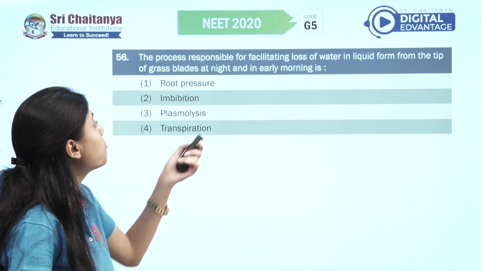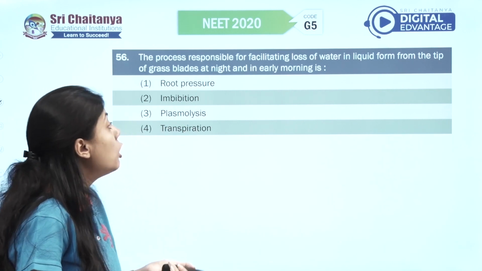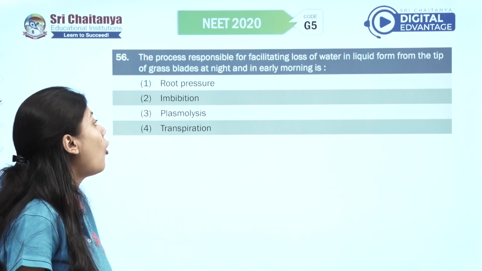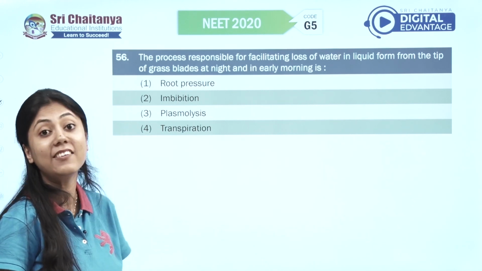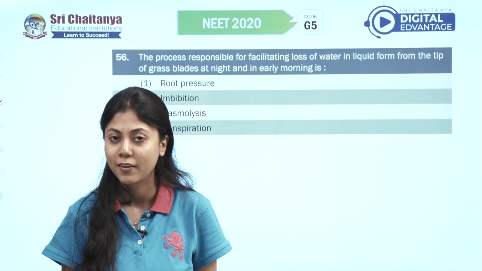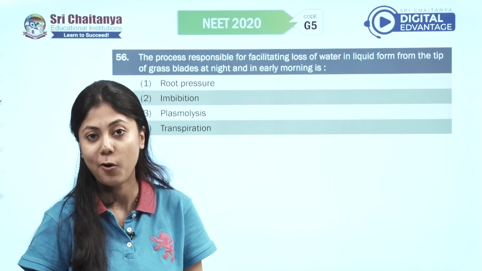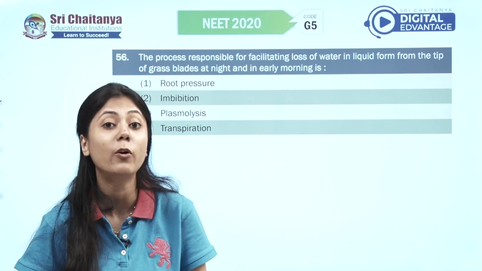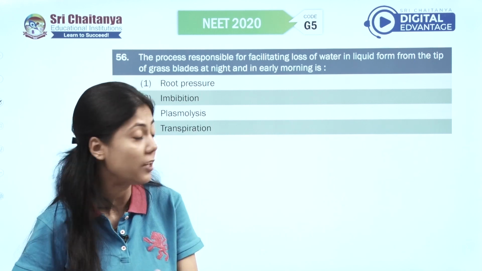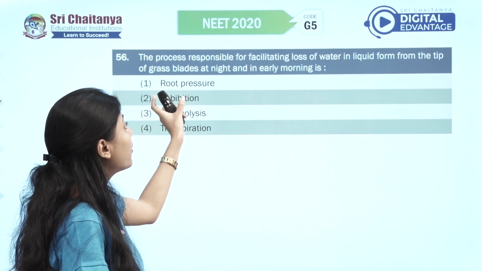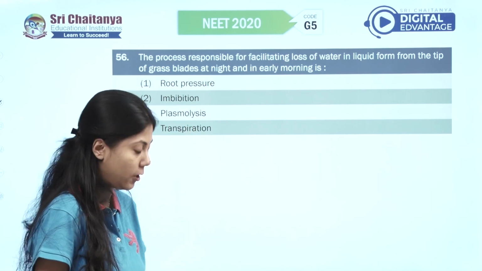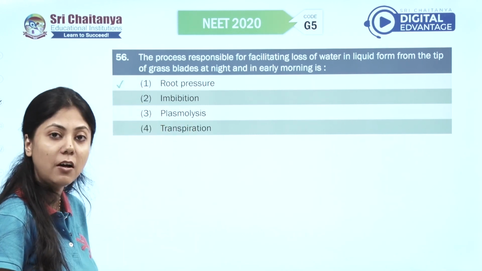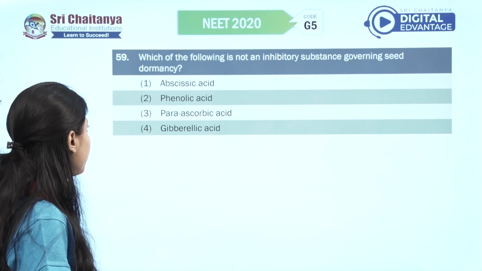The process responsible for facilitating loss of water in liquid form from the tip of grass blade at night and in early mornings. So students, what are we talking about? Yes, you are right, we are talking about guttation. And for guttation, the most important process which is facilitating this is the root pressure. So there you have the answer, it is the root pressure.